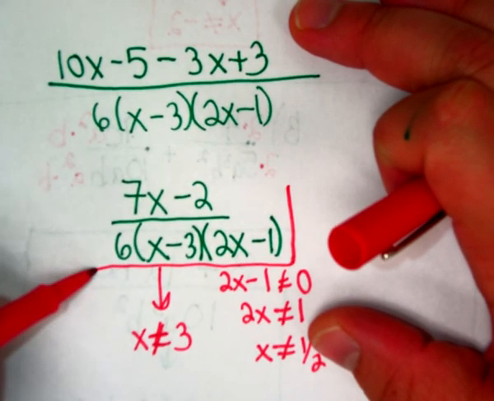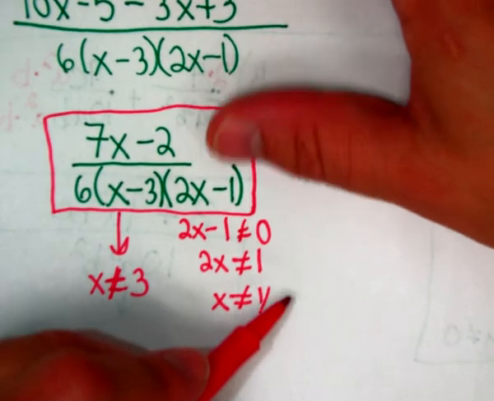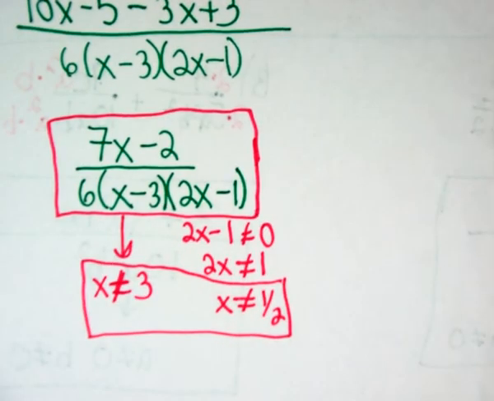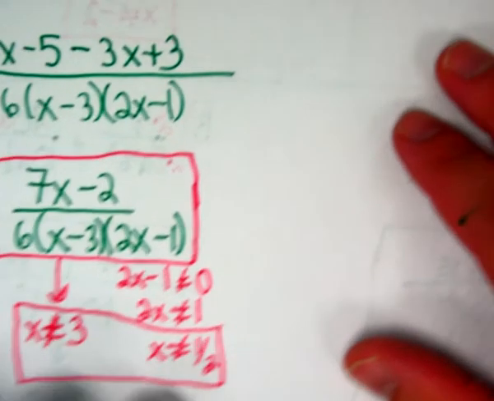You have (7x minus 2) over 6 times the quantity (x minus 3) times the quantity (x minus 1), along with these domain restrictions right here. It's not too many steps. Hopefully you were able to follow along with it. It seems like a lot of work because you have to do a lot of rewriting, but it's really not too bad. Let's take a look at letter D.